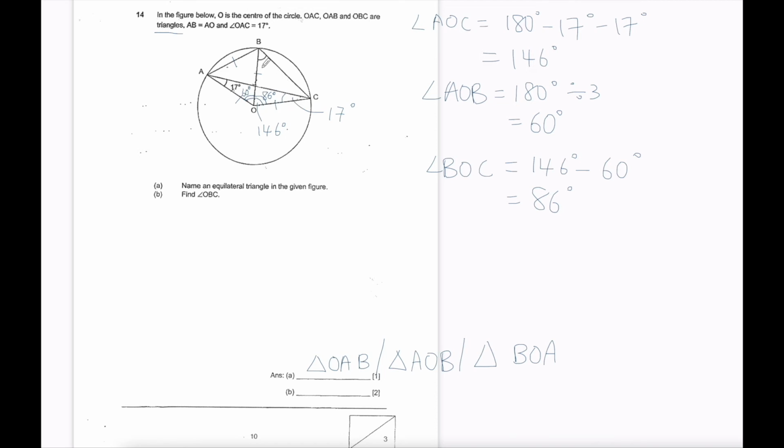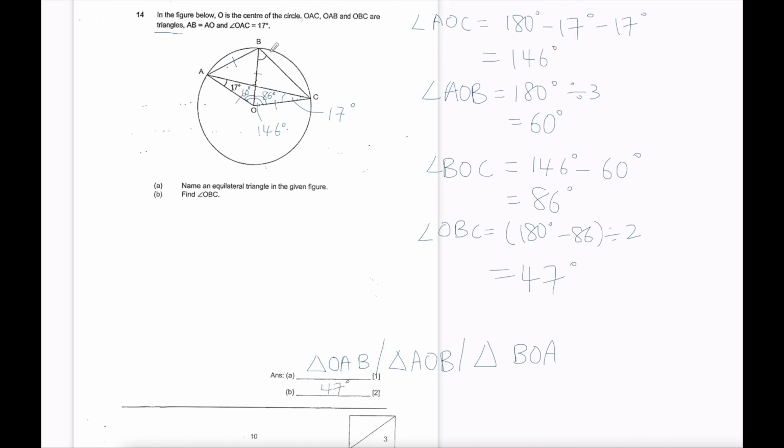Okay, so angle OBC will just be equal to 180 degrees minus 86, and then I divide by 2. Okay, I'm going to get 47 degrees, and that's my answer for part B, 2 marks.